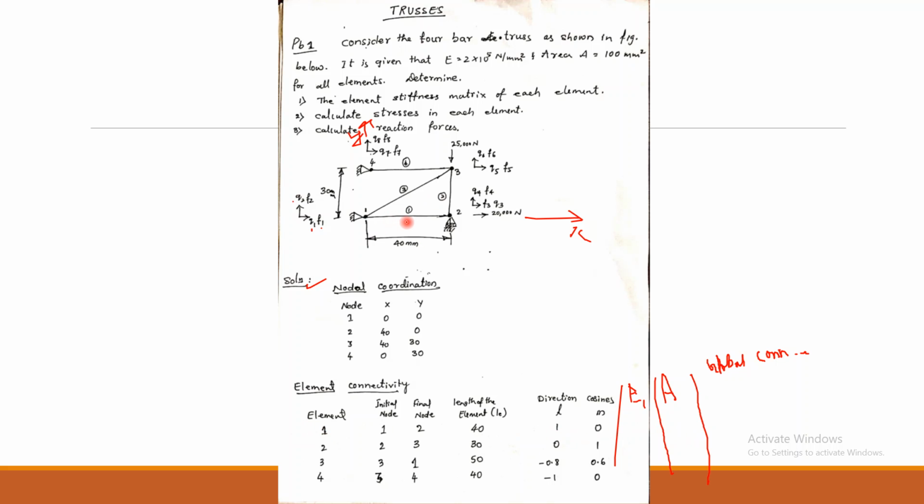Element 1. For element 1, I need to prefer its initial node and final node. Let's go for node 1 to node 2, that will be the easier one. Node 1 to node 2 connectivity. So initial node is 1, final node is 2. And later on the element length. Since it is completely horizontal, I will directly take that number, 40 mm, as the length of element 1.